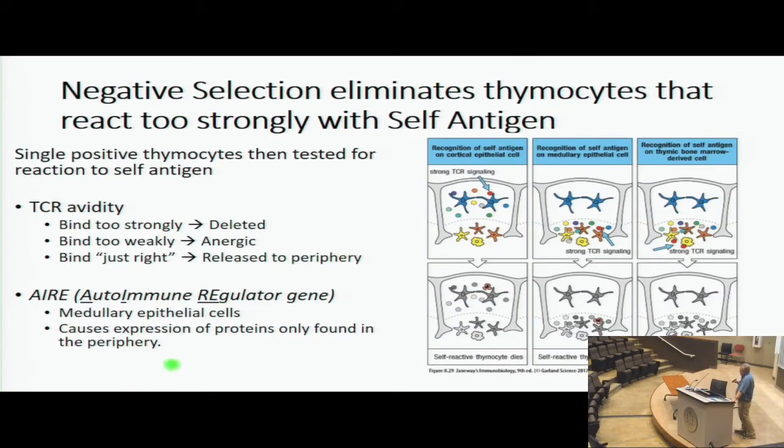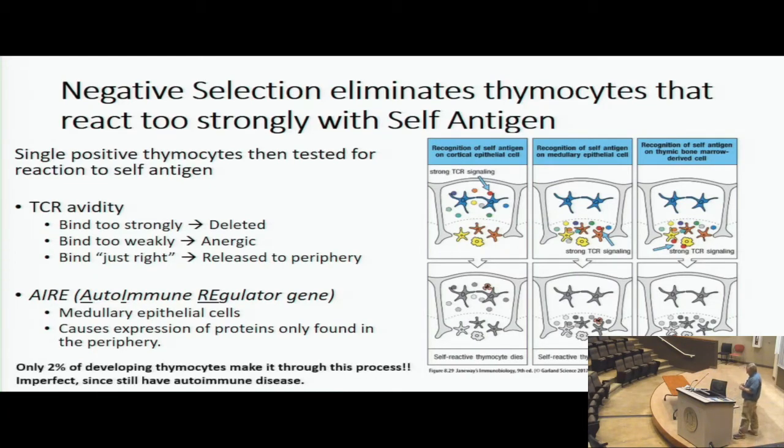And this deletion can occur at any point, pretty much any point in the thymus. It can occur on the cortical epithelial cells, it can occur in the medullary epithelial cells, or it can occur on the bone marrow-derived dendritic cells. The upshot of which is if that affinity is too great, then those cells will die. So they're really running the gauntlet as they move down through the thymus. And like I said, it's fairly brutal. Only 2% of those T cells actually make it to enter into the periphery.